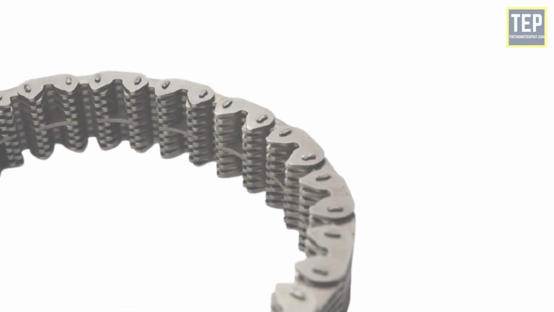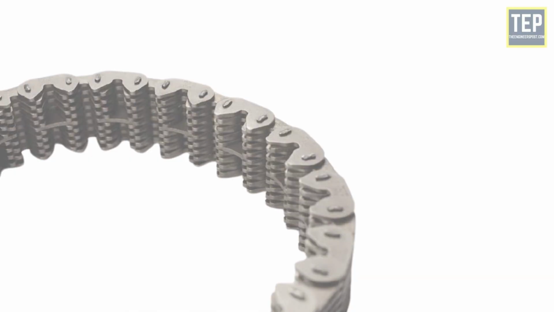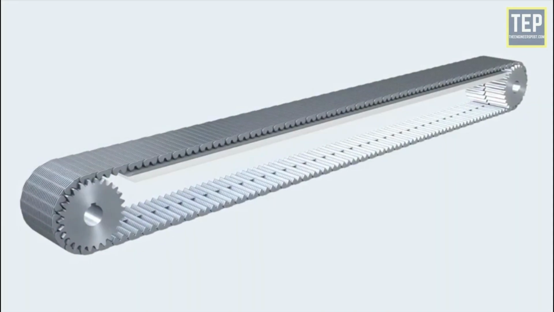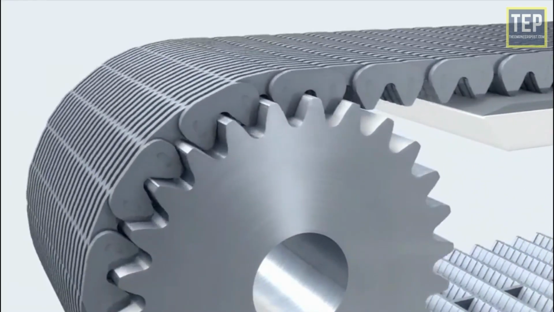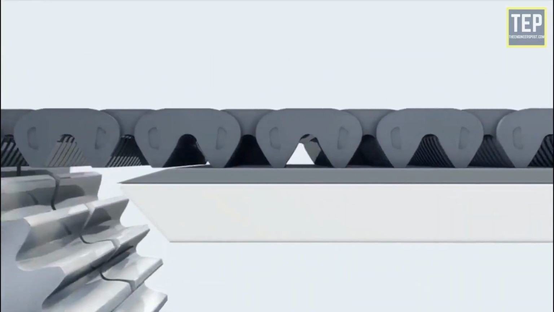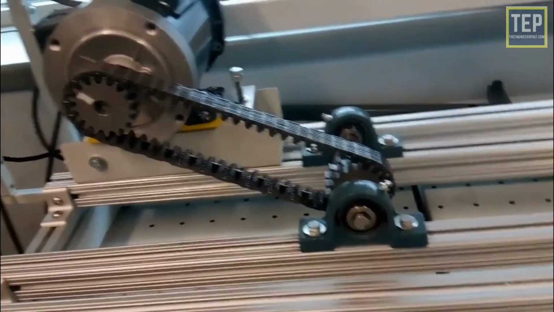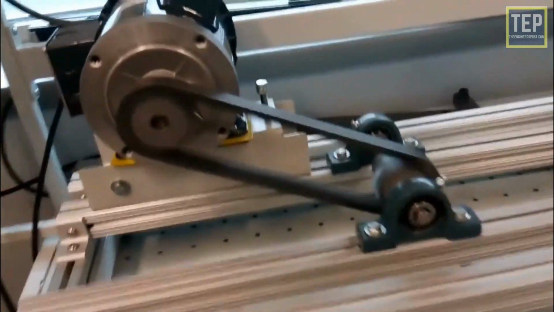Silent chain, or inverted tooth chain. The operation of this type of chain is quite silent and can be used in high-speed power transmission areas. This chain does not have any roller, it is accurately shaped so that it can easily sit over the sprocket. However, lubrication is an important factor for this type of chain, otherwise it will wear and tear out.